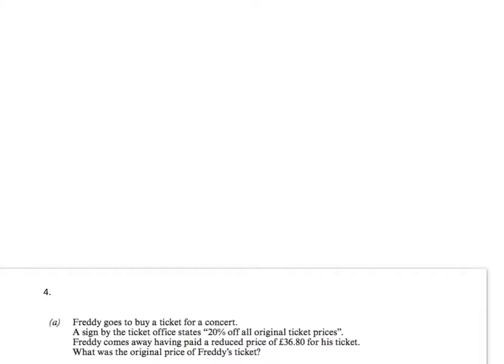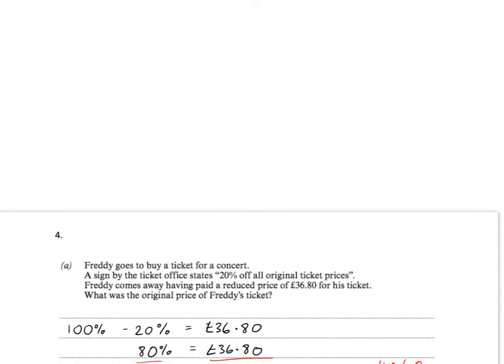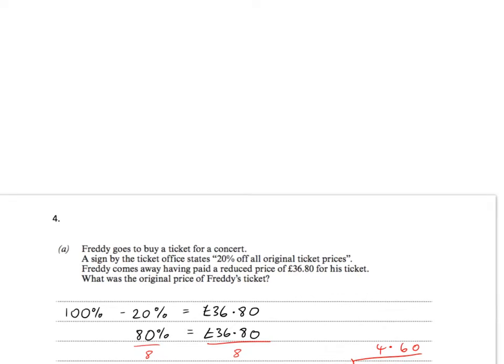Okay? You're doing really well, okay? You should have had this statement. 100% take away 20% is equal to £36.80 because it says that it's 20% off all tickets, and he's paid the reduced price. So that means 80% is equal to that. Now, ordinarily, what we would do here is we would divide both sides by what? 80. What's £36.80 divided by 80? Well, no idea. So I'm working the smarter way here. I'm actually going to divide both sides by 8. Any idea why?